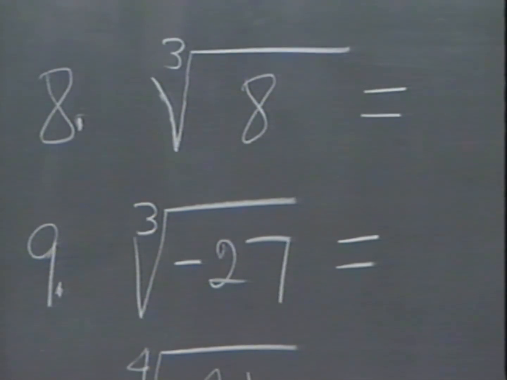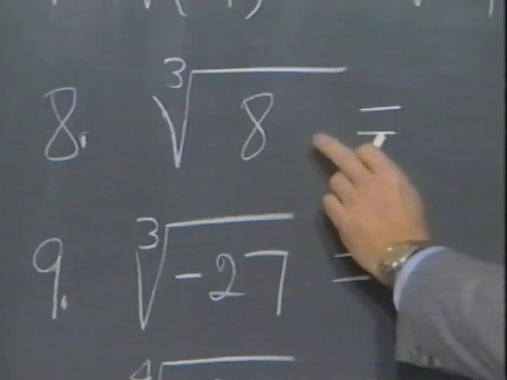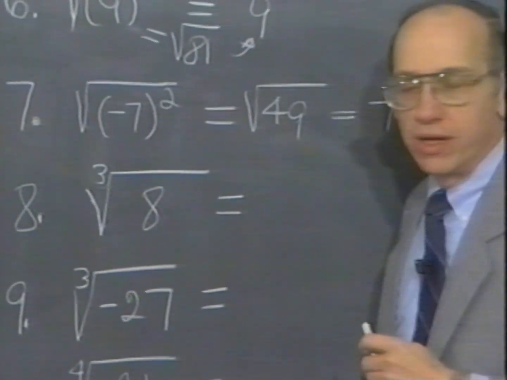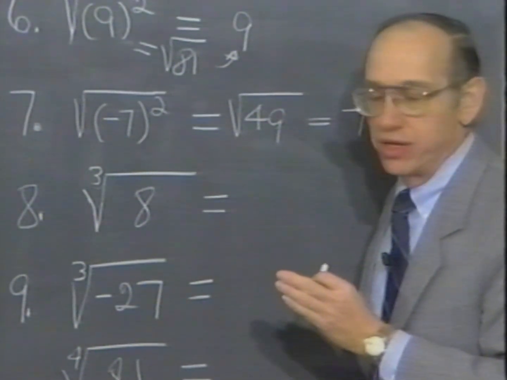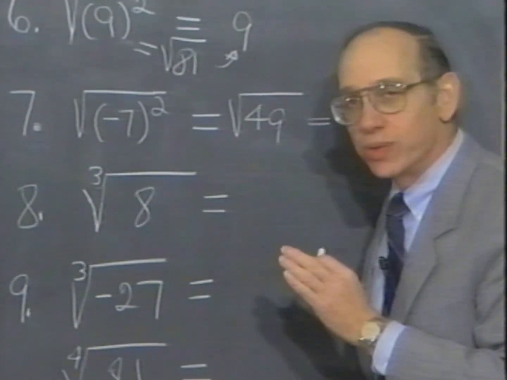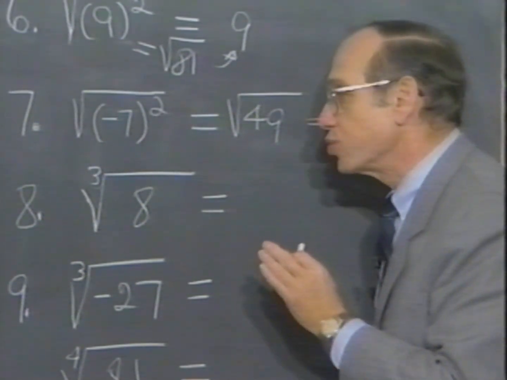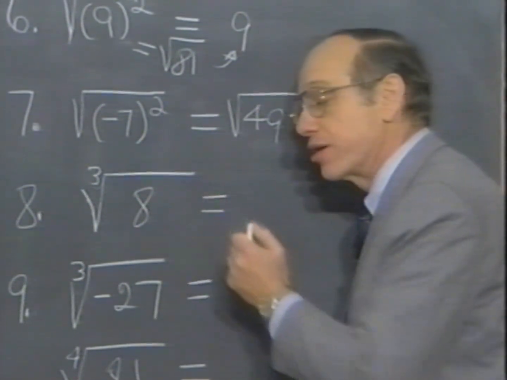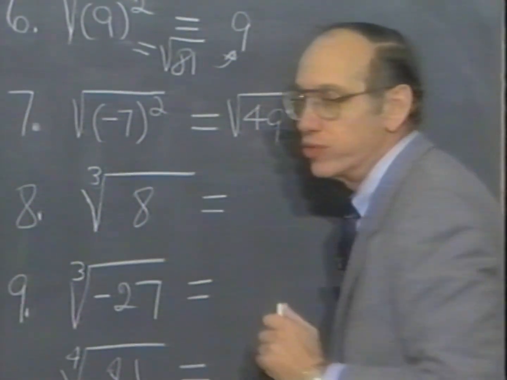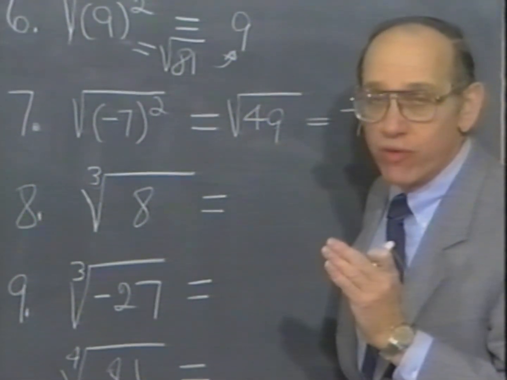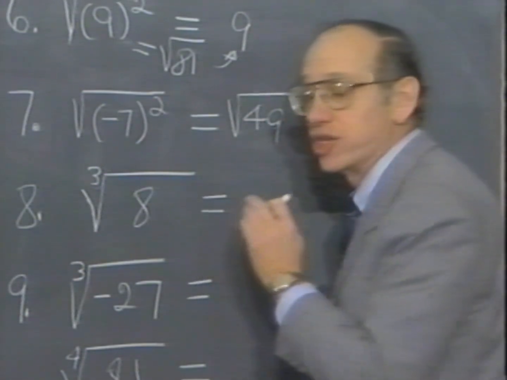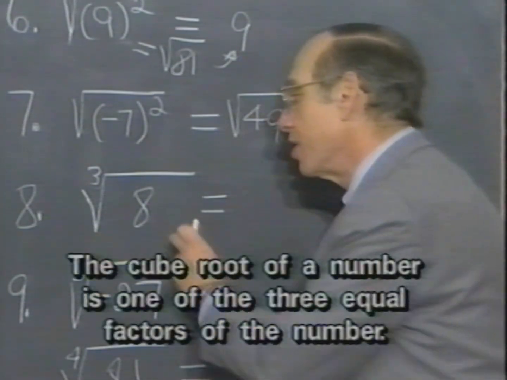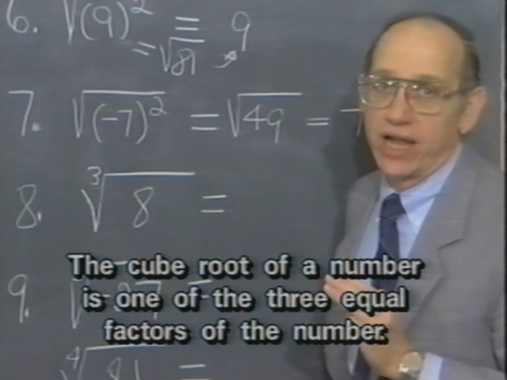In example 8, we have a symbol that looks like a square root symbol, but just a little bit different, because you see there's a number up here, a little number 3. Now this 3 is called the index of the radical. Actually, your square roots had an index also. The index was 2. But the 2 is understood if it's not shown in a radical. So this is called the cube root of 8. And since the square root, indicated by an understood index 2, means one of 2 equal factors that give you the number, the cube root is one of 3 equal factors that give you the number.